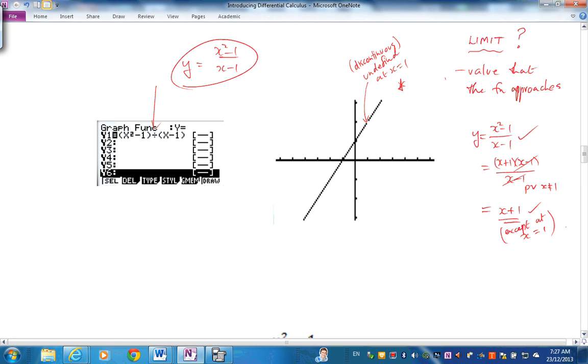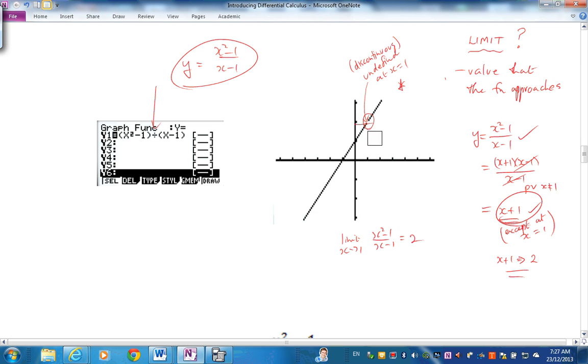So, why did I do this with you? Because the idea is a function can have a limit, a value that it approaches, even though it actually never meets it there. Okay, so we say the limit as x tends to 1 of this function is equal to, what's it approaching? 2. Because it's going to approach what x plus 1 approaches, and at x equals 1, x plus 1 gives the value 2.